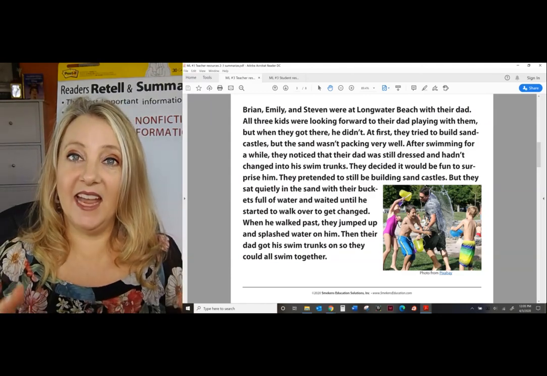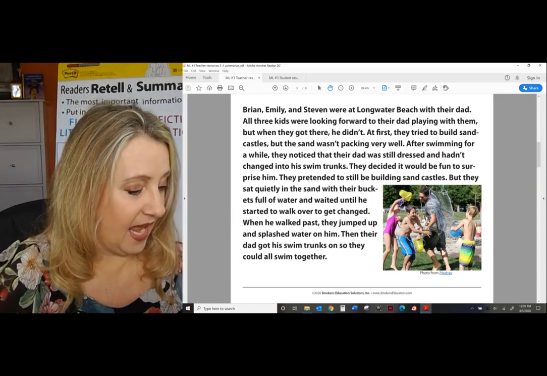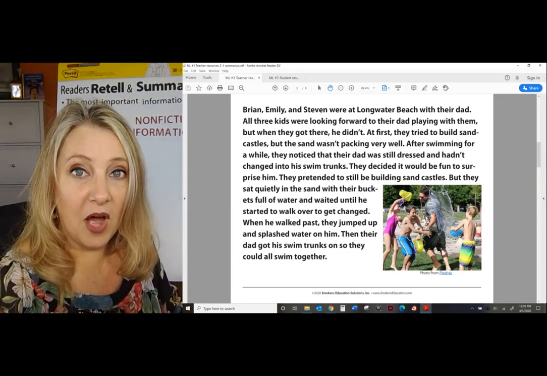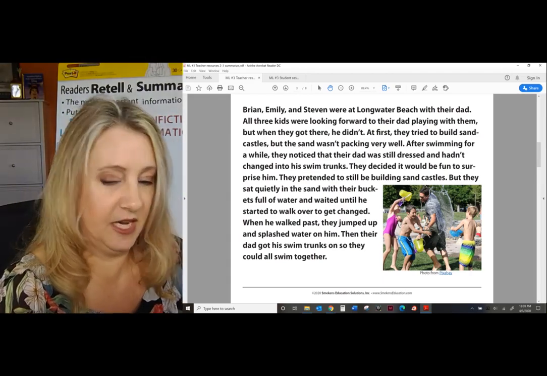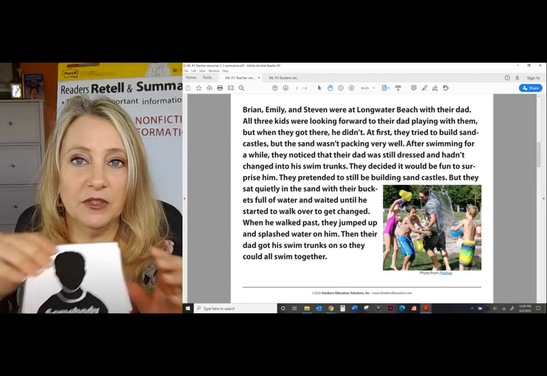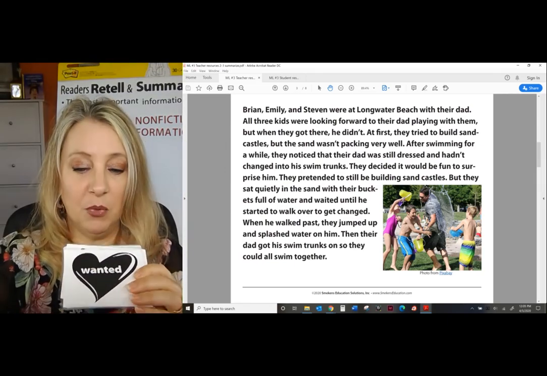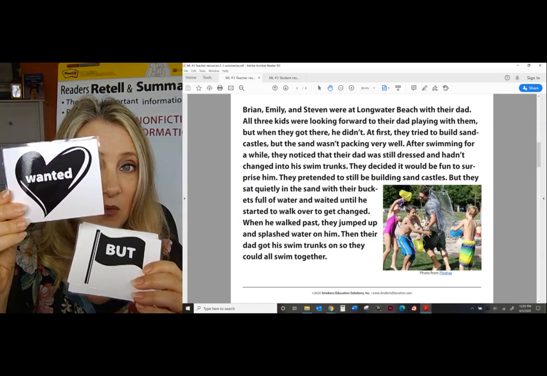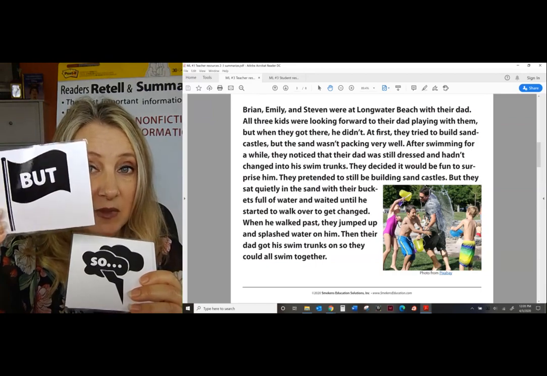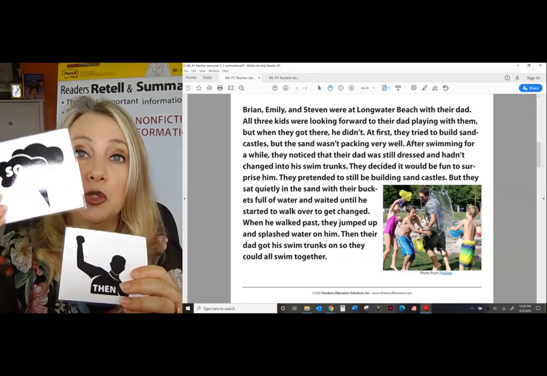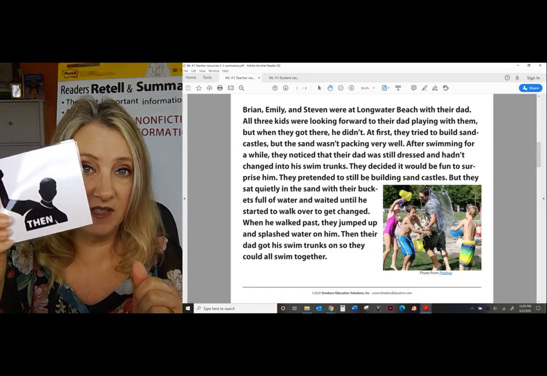Okay, so that is the passage. You remember that one? And then we are going to actually figure out what would be the most important parts to put in our summary. Okay, so we need those 5 words. Remember the 5 words? Somebody, that's the who, the important characters. Wanted, what did they want? What was their motivation? But that was the problem. What stood in the way? So they tried something else. Then what was the solution?